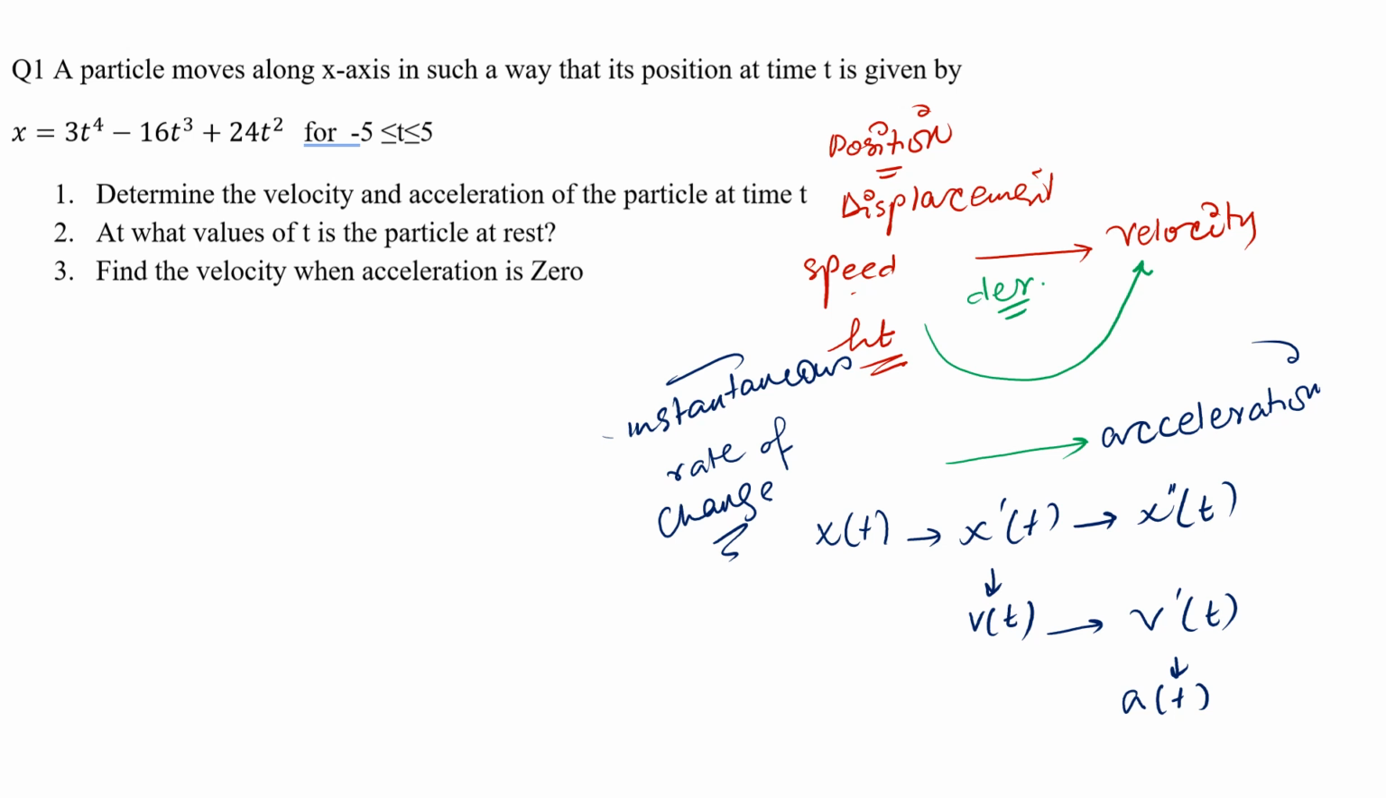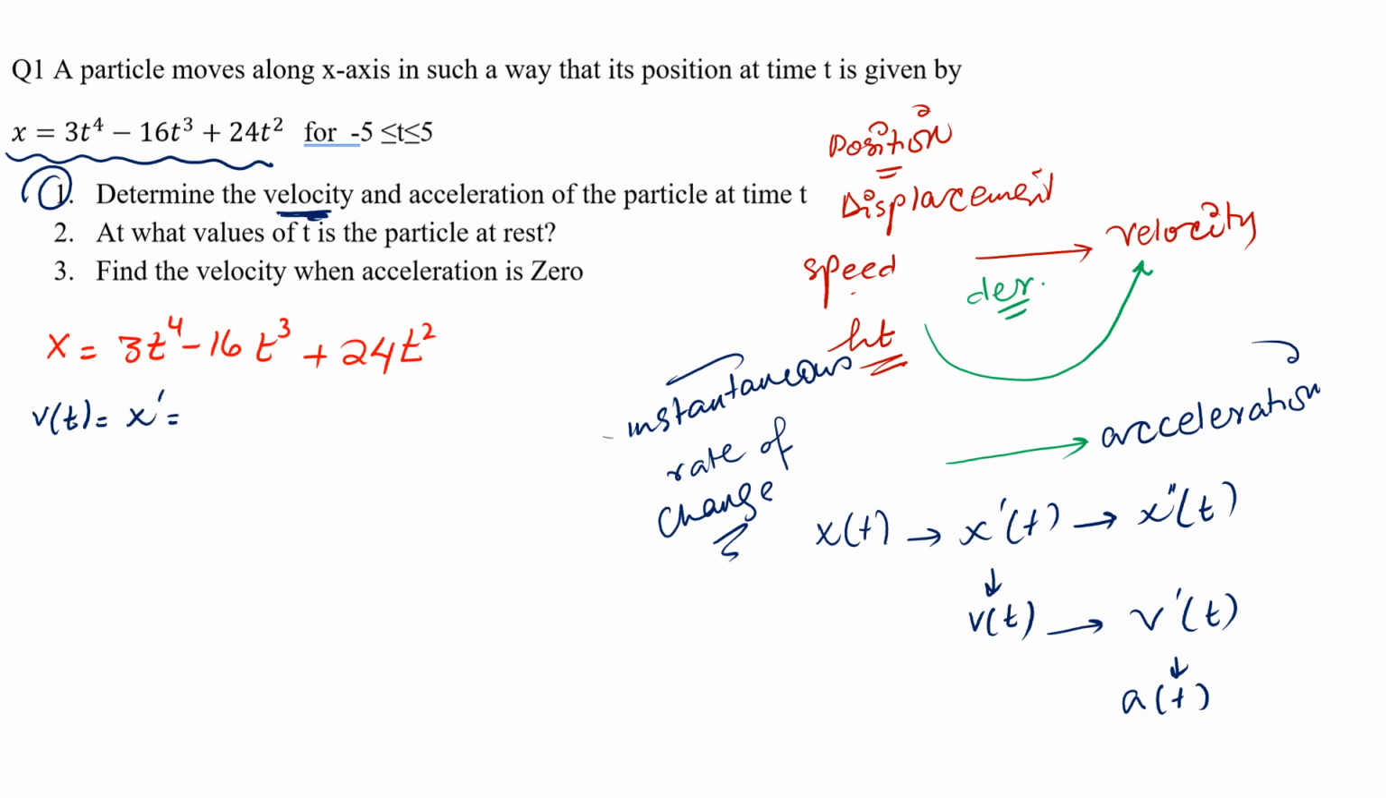A particle moves along the x-axis in such a way that its position at time t is given by this equation. The position is given to you as x equals 3t to the power 4 minus 16t cube plus 24t square. I just wrote it down. Now the first part is, determine the velocity. In order to find the velocity, of course you have to take the derivative of the position.